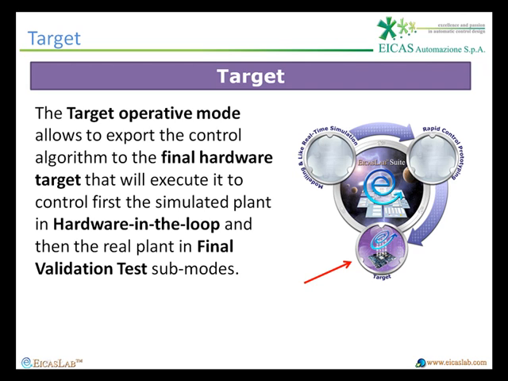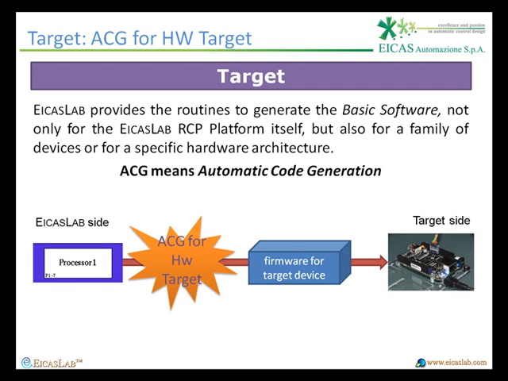EICASLab provides a target operative mode allowing to export the control algorithm to the final hardware target that will execute it to control first the simulated plant in hardware in the loop, and then the real plant in final validation test submodes. EICASLab provides the routines to generate the basic software not only for the EICASLab RCP platform itself, but also for a family of devices or for a specific hardware architecture.